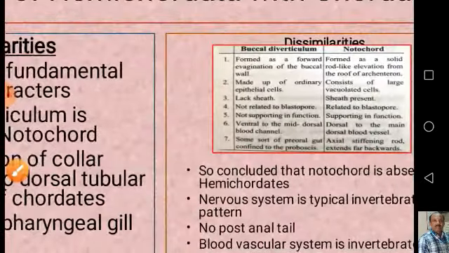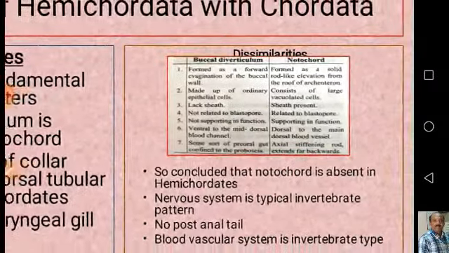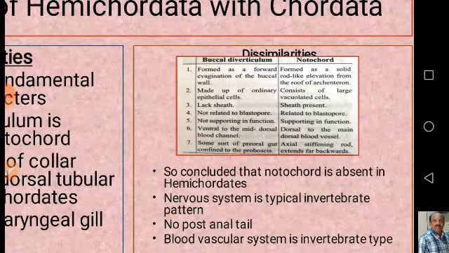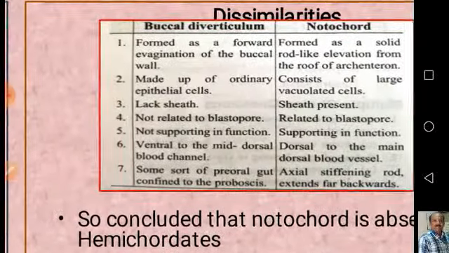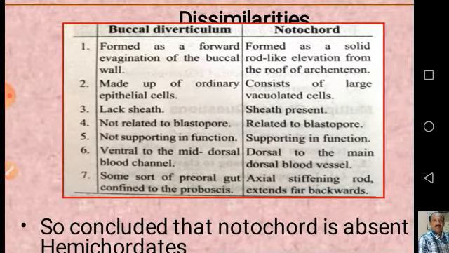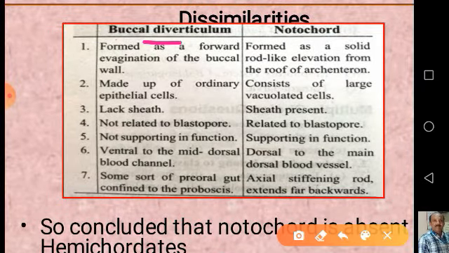Now coming to the dissimilarities. Just now we have discussed that the hemichordates are having all three primary or diagnostic chordate characters. But there is a striking difference, especially with the notochord. What we have discussed so far is that the buccal diverticulum present in the proboscis is homologous to the notochord. But if we see the differences in these features, you come to know why buccal diverticulum cannot be called a notochord.